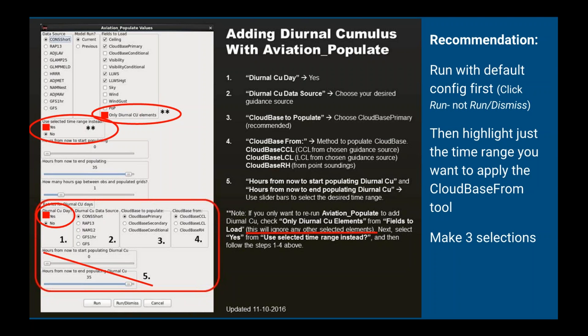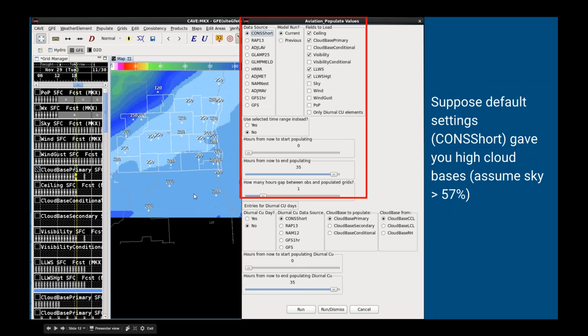So let's walk through an example. Let's say that the default selections, which put ConSort into the cloud-based primary grids, gave me a bunch of high clouds. Let's assume that the sky cover was actually greater than 57%. So this would give me, say, broken 250 in a TAF. Well, let's say that, yeah, it's cirrus and it's broken, but it's actually a little bit thin. So we're getting some diurnal Q developing underneath it.